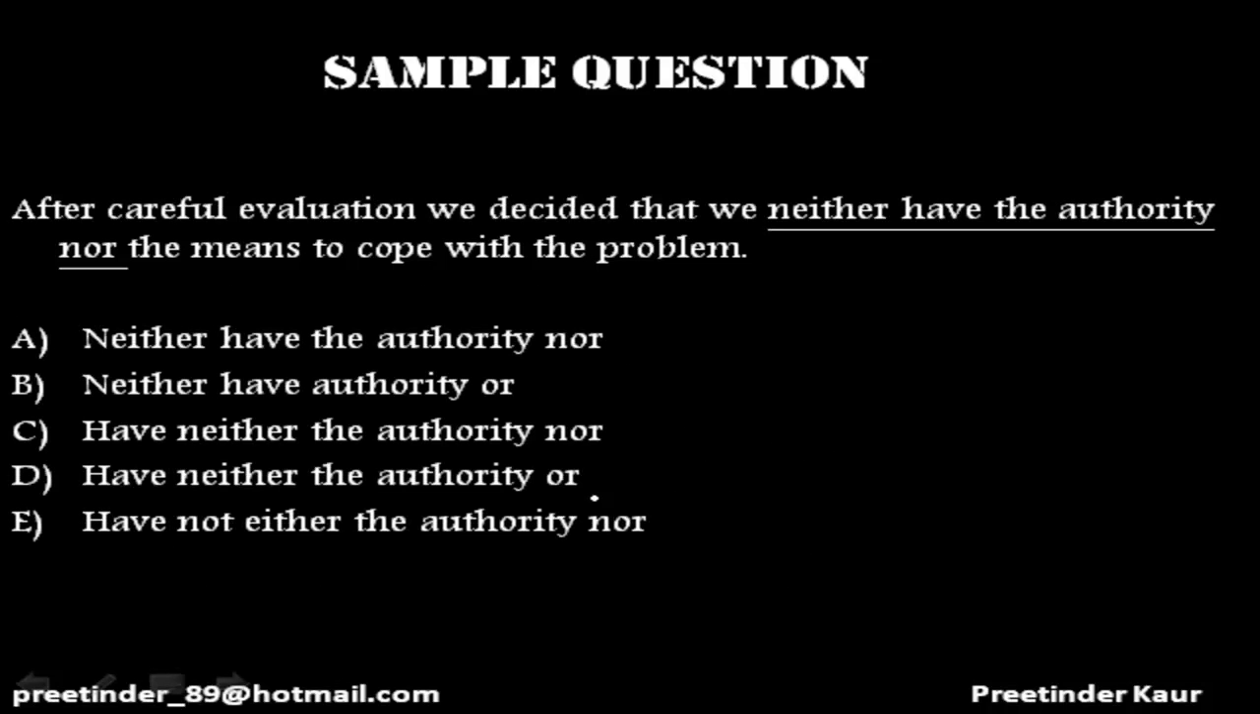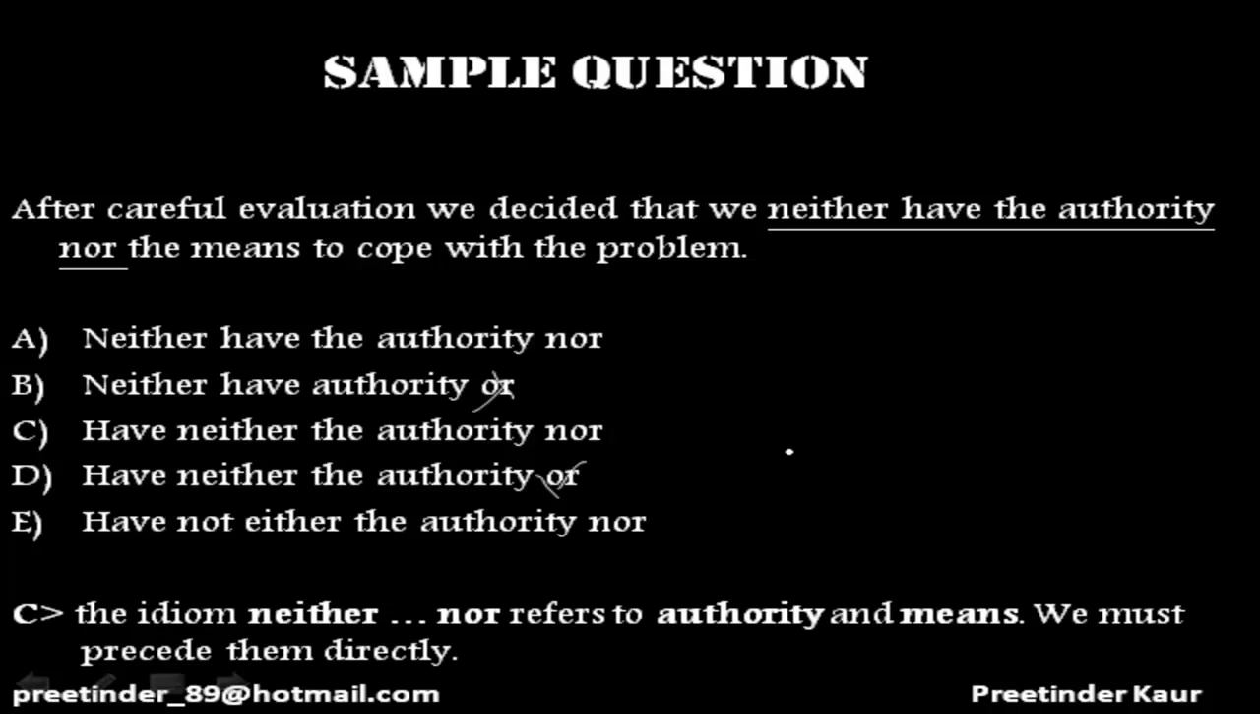And this is the next question. After careful evaluation, we decided that we neither have the authority nor the means to cope with the problem. So with neither we use nor, not or. So these options are wrong, that is B and D. We do not have the authority and we do not have the means, so it should be we have neither the authority nor the means. The correct answer should be C.